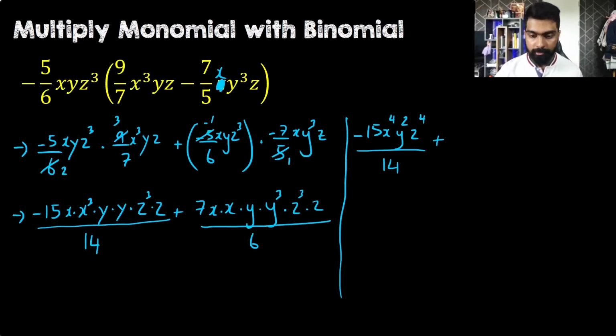Plus we have 7 here. X times x is x squared. Y times y cube is going to give us y to the power of 4. Z cube times z is going to give us z to the power of 4, and all of this over 6. And if you take a look at it guys, these are not like terms as the variables are not the same. Therefore, that will be our final answer.